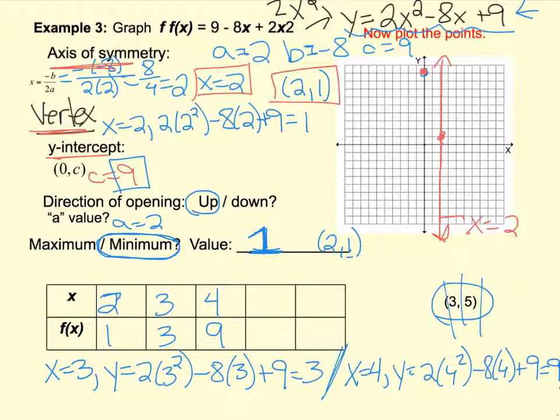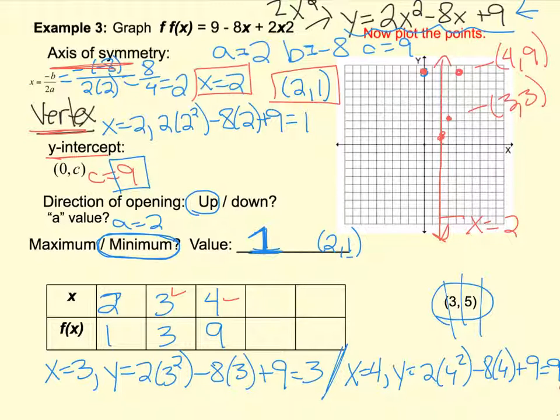All right, let's plot these points. Let's plot 3, 3. So over 3 up 1, 1, 2, 3. That's going to be right there. So that's 3, 3. And let's plot 4, 9. So over 4, that's 3, 4, 5, 6, 7, 8, 9. So that's right up here, right across from our y-intercept. So that's 4, 9.